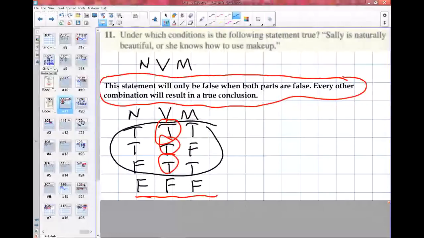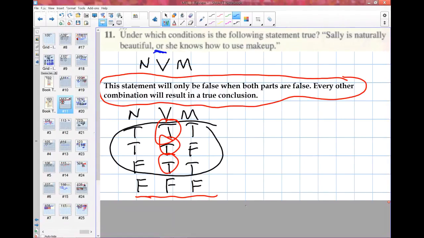Okay, so here's number 11. Under what conditions is the following statement true? Sally is naturally beautiful, or she knows how to use makeup. So I coded it, so it's a little easier to talk about. If she's naturally beautiful, I call that N. And if she knows how to use makeup, I call that M. And whenever they don't tell you which or, you can assume it's the inclusive or, which I did. So N or M.